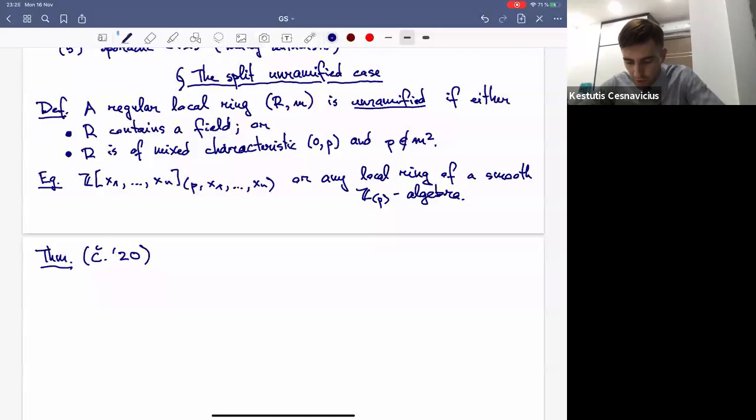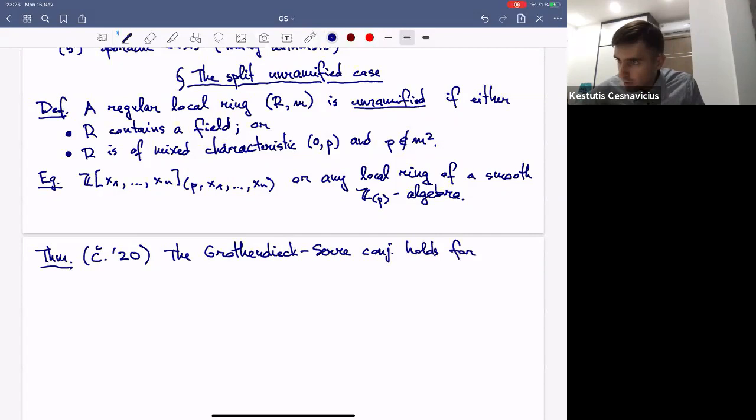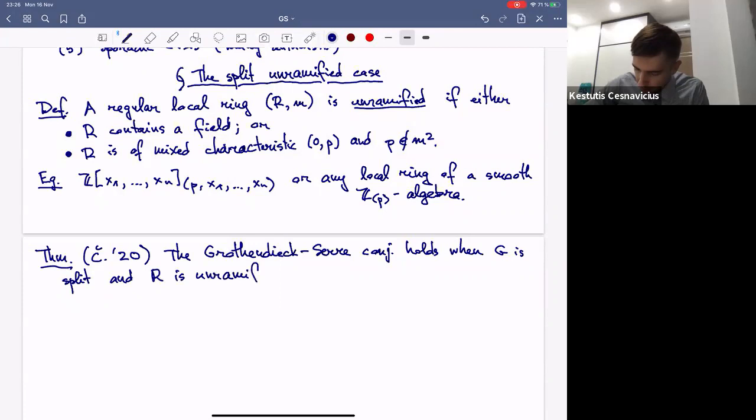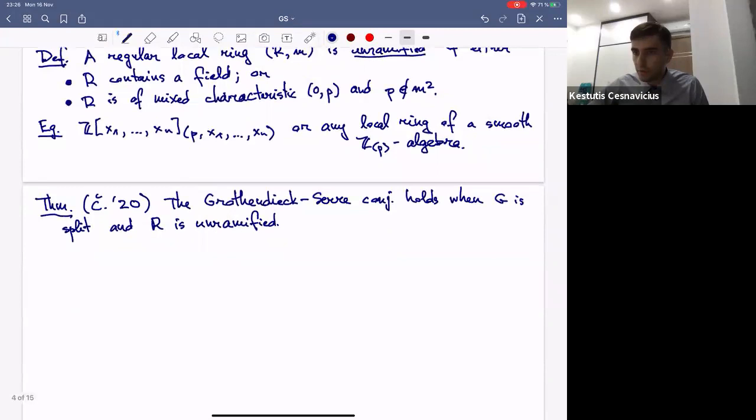Okay, so the result that I'd like to discuss concerns the Grothendieck-Serre conjecture. The Grothendieck-Serre conjecture holds in the case when G is split, so the simplest general kind of reductive group scheme, and R is unramified. So in mixed characteristic, as long as one assumes G to be split and the ring R unramified, the conjecture holds.